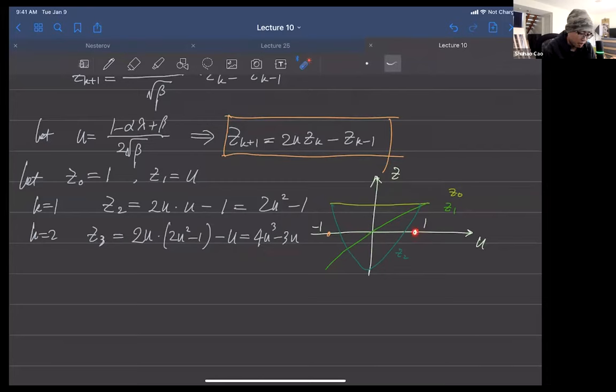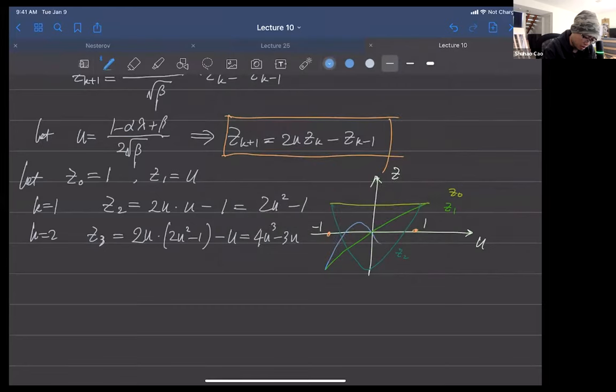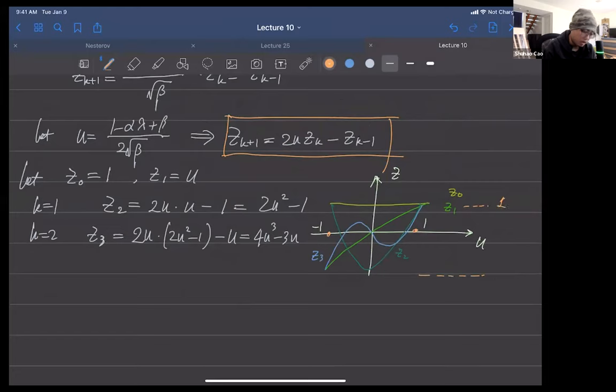But at the boundary point, when u is 1, this polynomial is 1. When u is minus 1, this is minus 4 minus 3 times minus 1, which is plus 3, so it is minus 1. So this polynomial looks like this. Let me use another color. This is z_3. And the most interesting thing about the Chebyshev polynomial is it never escapes the interval 1 to minus 1 if we restrict our interval of consideration to this u.